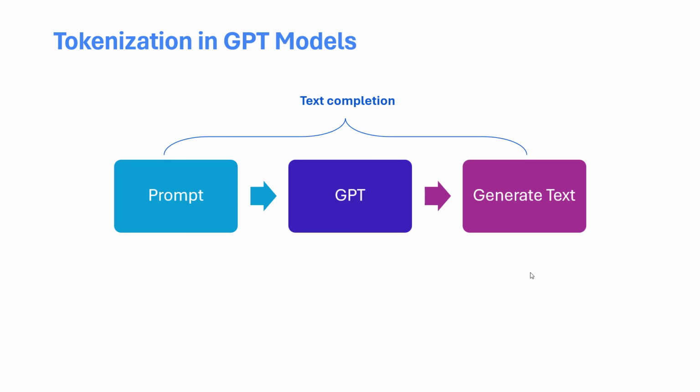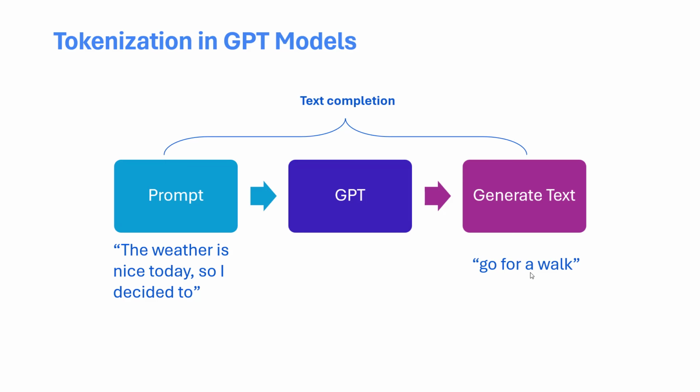For example, take a prompt like "the weather is nice today, so I decided to", which is not a complete sentence. If I feed this prompt to the GPT model and ask it to complete the text, the output might look something like "go for a walk", which is actually meaningful.